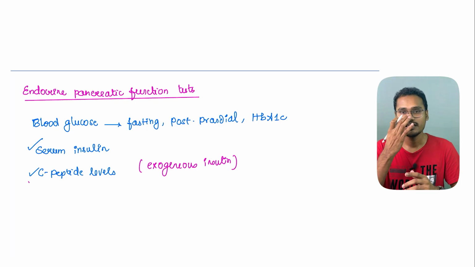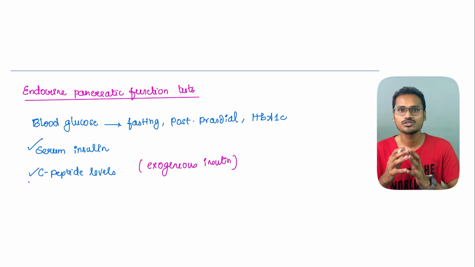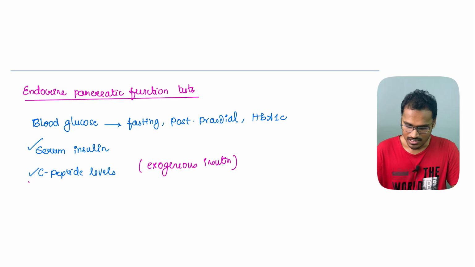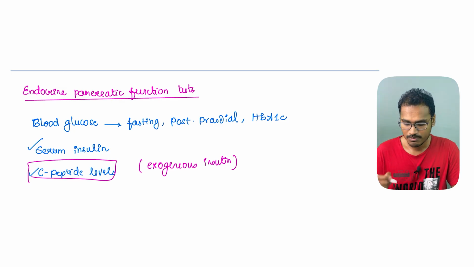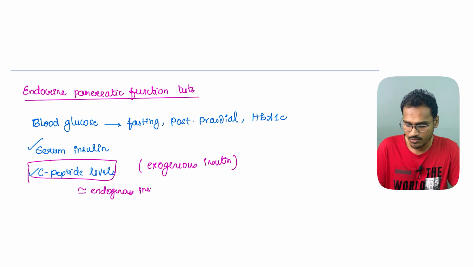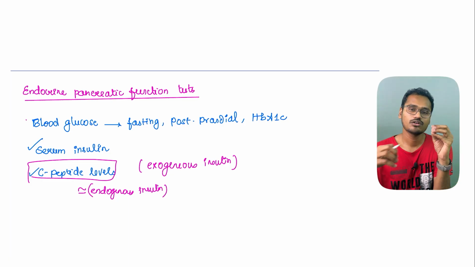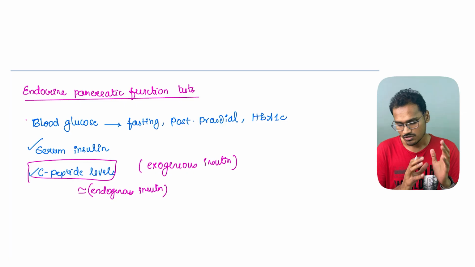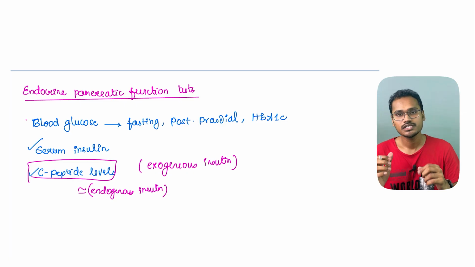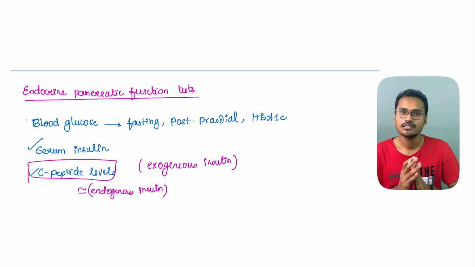In that patient, if I want to assess how much the pancreas is producing, I cannot identify it, because this is also insulin, that is also insulin. In those patients, if I measure the levels of C-peptide, it is more or less similar to the endogenous insulin, because both of them are produced in equal quantities. Both are produced as a combined molecule, which is later cleaved to form separate molecules. So their quantity is similar. So in a patient who is taking exogenous insulin, I will measure the C-peptide levels.